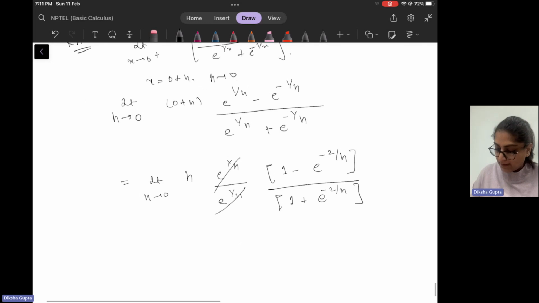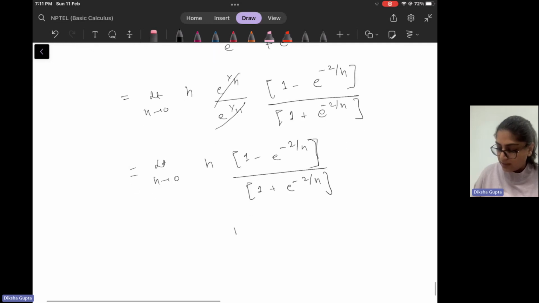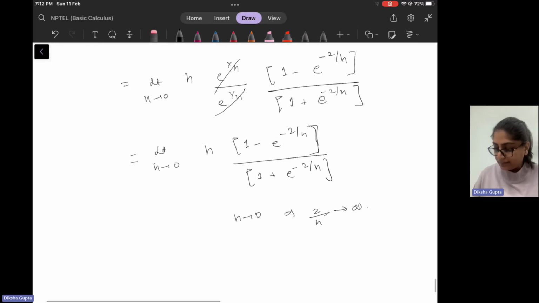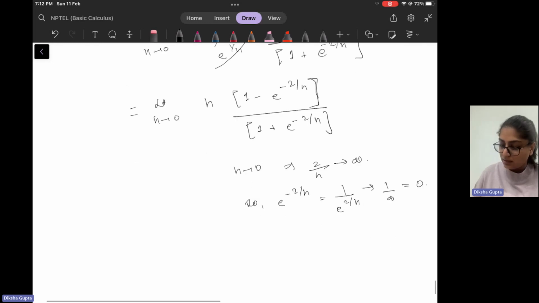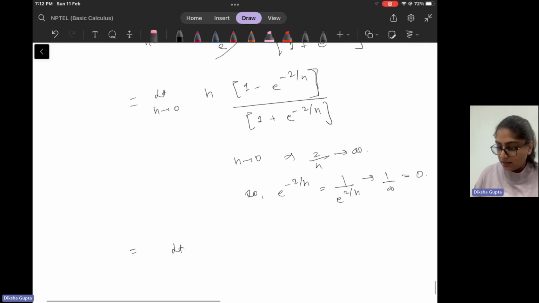Okay. So this gets cancelled. So this is limit h tending to 0, h times (1 minus e raised to power minus 2 by h) upon (1 plus e raised to power minus 2 by h). So when h tends to 0, 2 by h goes to infinity. So e raised to power minus 2 by h is 1 by e raised to power 2 by h, which goes to 1 by infinity, which equals 0. So this limit, h tending to 0, is 0.